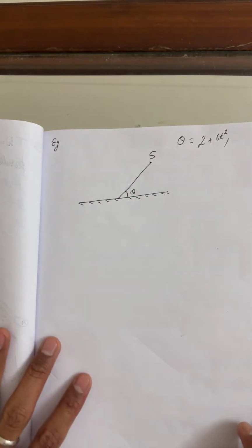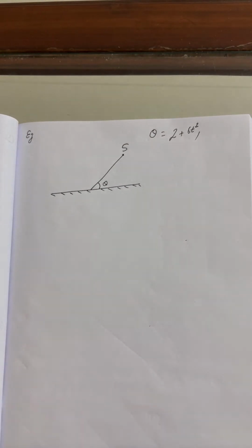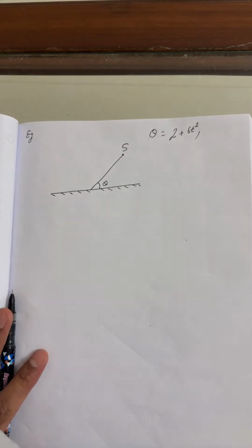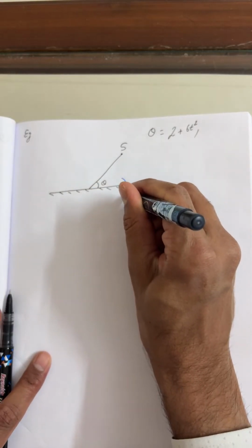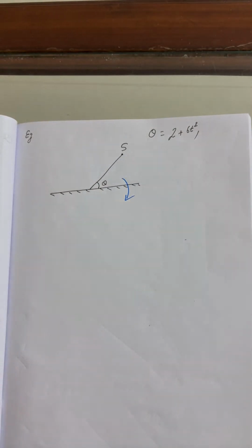Changing with respect to time. Theta is what, beta? 2 plus 6t squared. The mirror is rotating about a horizontal axis in clockwise sense. Today also I have taken the same assumption. Now beta, let us suppose the mirror is rotating in clockwise sense.